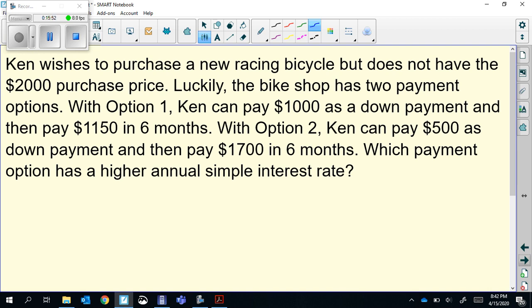All right, so here we've got a situation. We're going to look at two options. Someone wants to buy a $2,000 bike. You can put half down and then pay $1,150 in 6 months, or you can pay $500 as a down payment and pay $1,700 in 6 months. Which payment option has the higher annual simple interest rate?